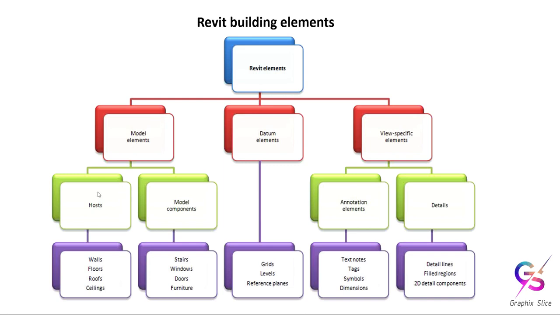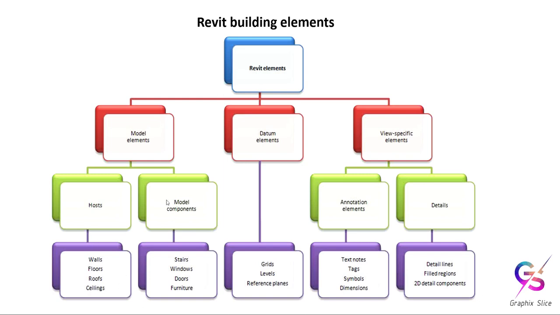In model elements again we have two types. For model elements, just for your idea, remember them like 3D elements. In that again we have two categories, host and component. Host means where we can place a component. Examples here are walls, floors, roofs, ceilings. These are all hosts.